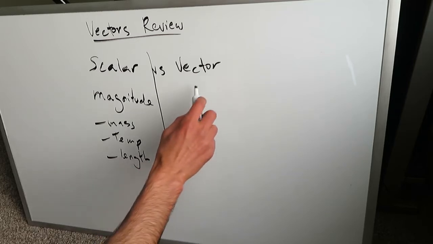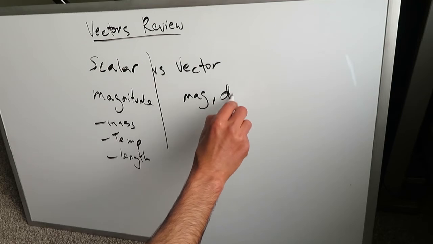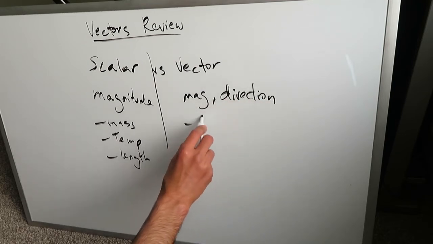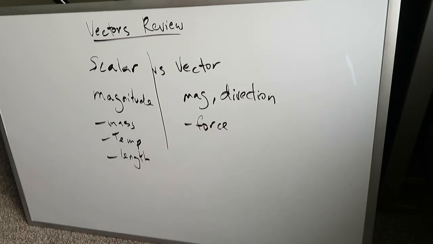But when we're talking about vectors, we're talking about magnitude also, and in addition to that, we're talking about direction. So keep that difference in mind. Here you can have something called force. A force is made of mass and acceleration. You see, you got two dimensions in here.